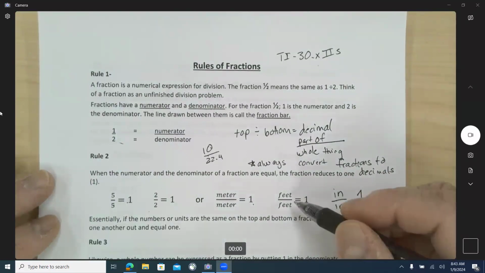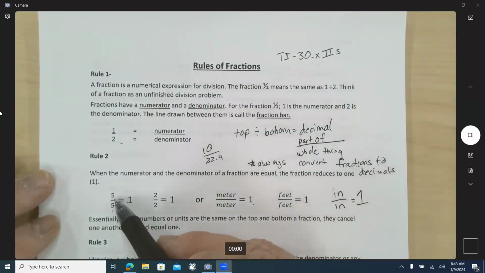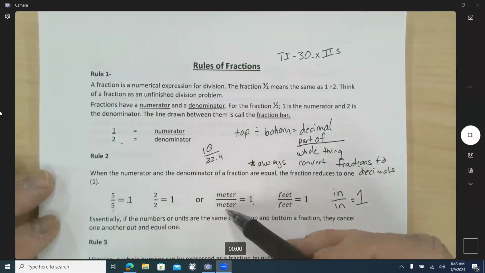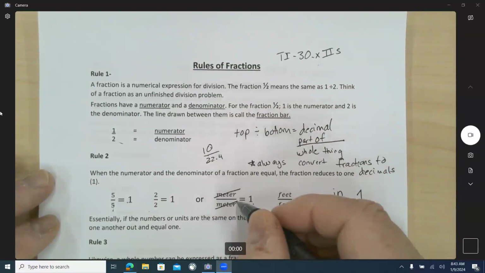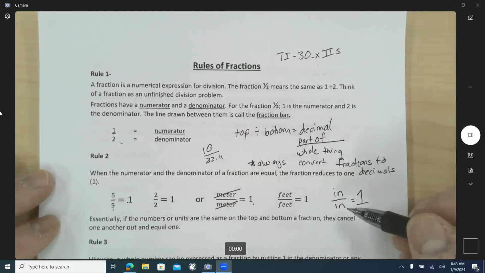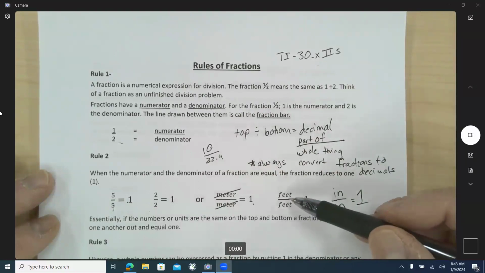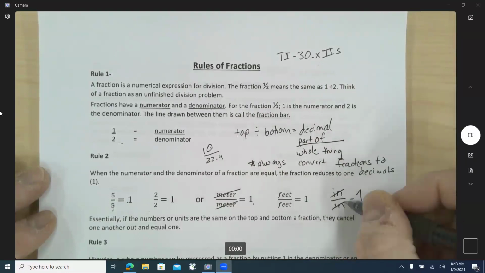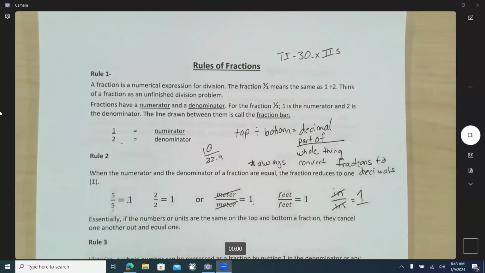Essentially what really happens here, if the number or unit is the same on the top as it is on the bottom, they will cancel and equal 1, okay? If it's the same on the top and bottom, they cancel and equal 1. Does that make sense? So inch and inch, since they're on top and bottom, cancel out and equal 1.